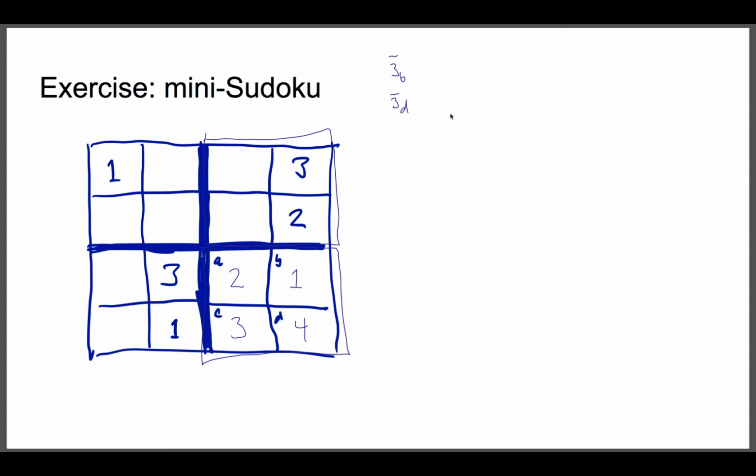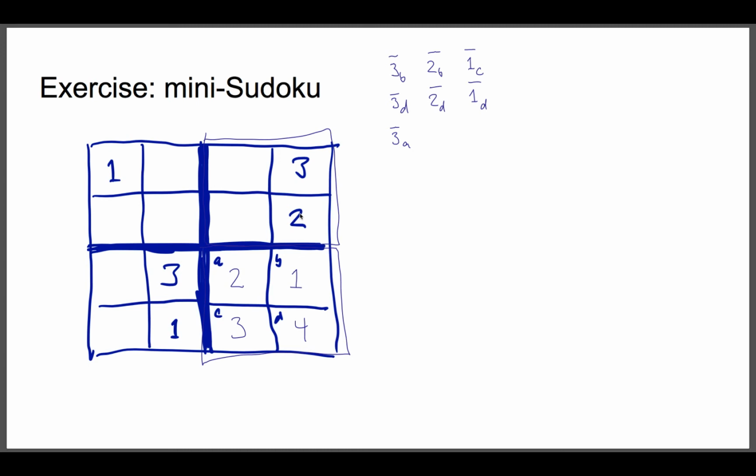All right, so similarly, because of this 2 right here, we know that 2 is not in cell B, and we know that 2 is not in cell D. Similarly, we know that 3 is not in cell A, and we know that 1 is not in cell C, and it is also not in cell D. And that's what we know from all of the fixed digits here.